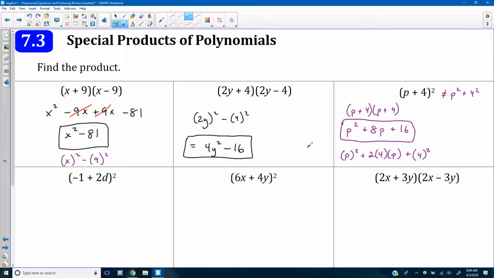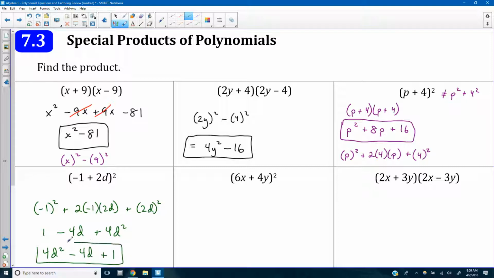Negative 1 plus 2d quantity squared. If I follow this pattern here, I'm going to square the negative 1. I'm going to double the product of the negative 1 and the 2d. And then I'm going to square the 2d. This is what comes out as a result. It's not to say whether this one's easier or harder to do than the other way. This might take just as long. Depends on how long you take doing it. So this would be the final answer here, but I'm going to go ahead and also write this one in standard form, 4d squared minus 4d plus 1. Try and write everything in standard form that you can. That'd be fantastic for everybody involved.